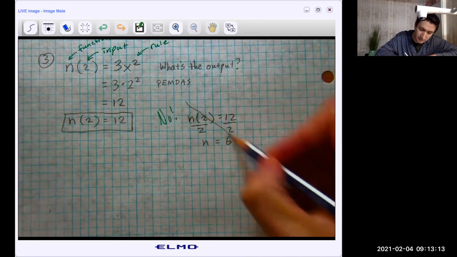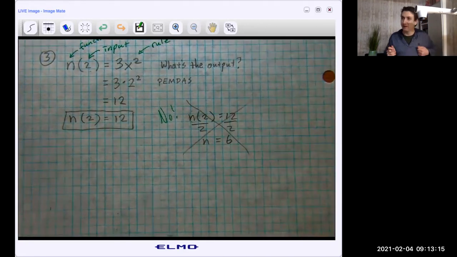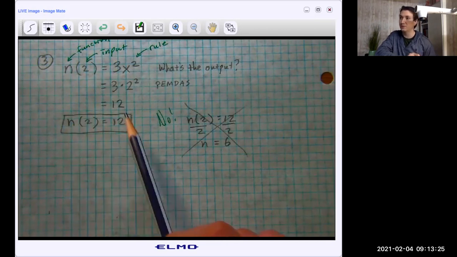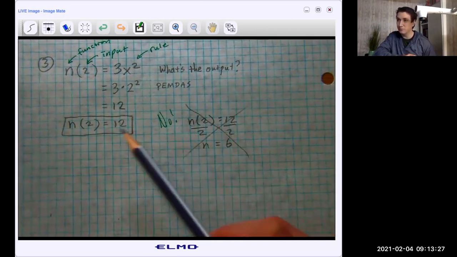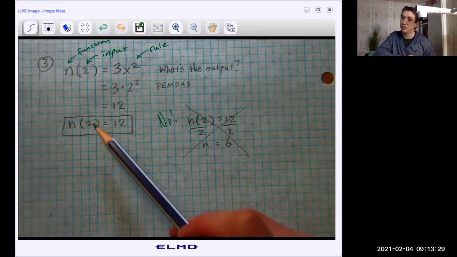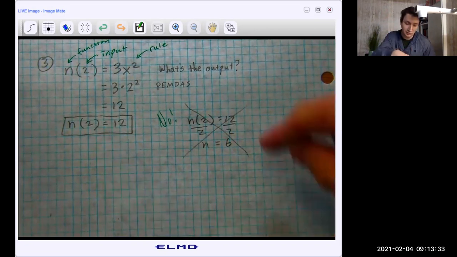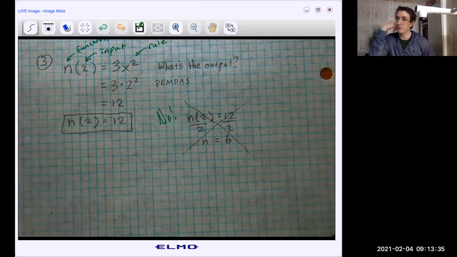No, don't do that. That's true if it was multiplication, but this isn't multiplication. This is function notation. This is saying n of 2 is 12. So you don't divide. There's no multiplying going on there. This is just showing us what went into the function. Okay, I hope that makes sense. Please don't try to go another step. There's nothing else to do. There's no multiplication going on there.